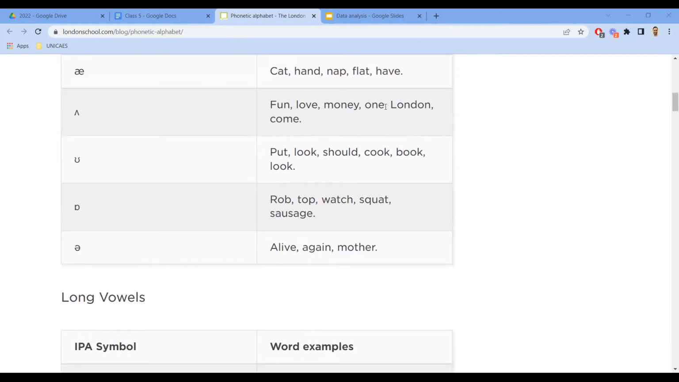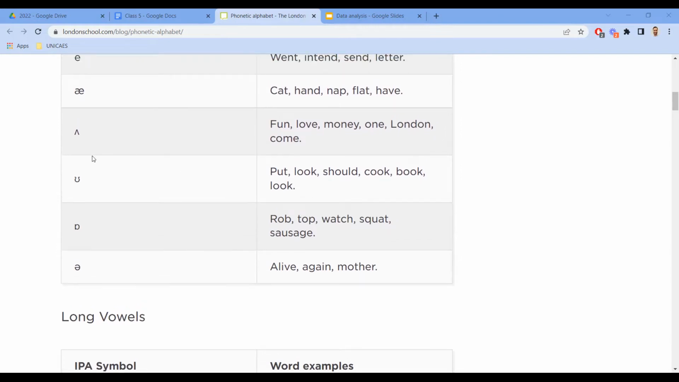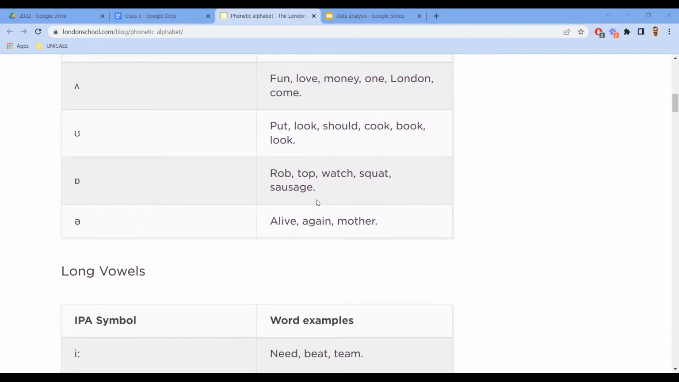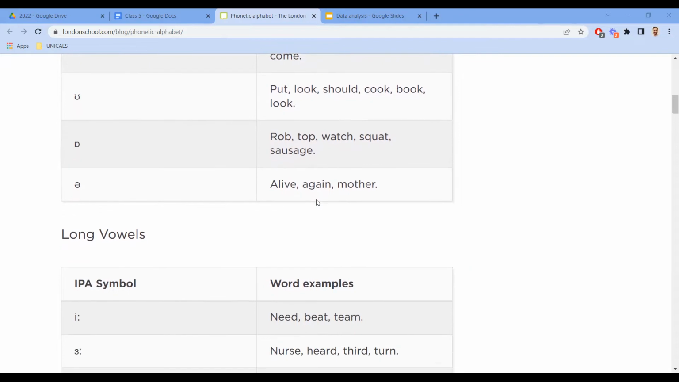For example, right here we have the short U, like put, look, should, cook, right? And this is the short A, fun, love, money, one, London, come. So this is the short A, and then we have the schwa, that's one of the sounds that probably people have a lot of problems with.